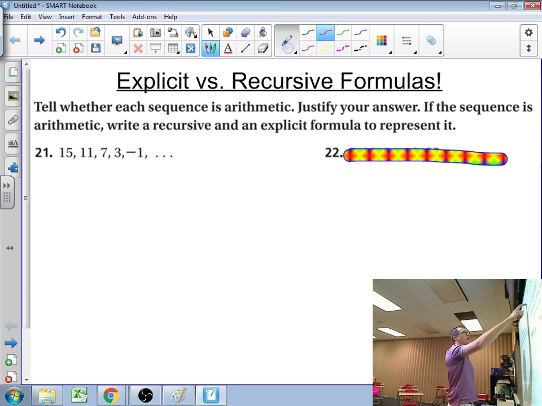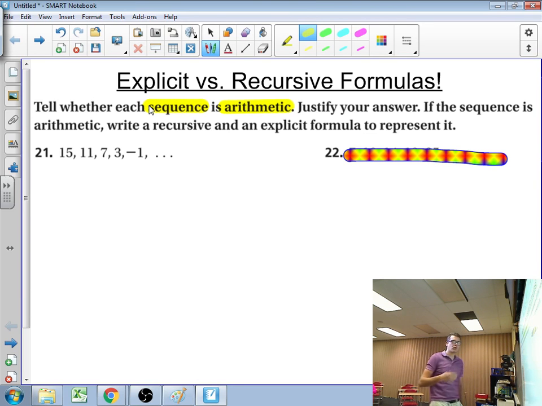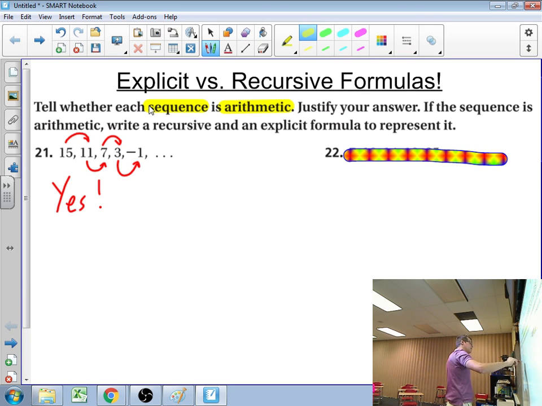So when we're looking for an arithmetic sequence, what it means for something to be arithmetic is that to go from one term to the next, you're constantly adding the same value or subtracting the same value, but really subtraction is just the addition of a negative. So we see here in 21, I'm looking at to go from 15 to 11, to go from 11 to 7, to go from 7 to 3, and to go from 3 to -1. Every time I change my term, I'm taking away 4. So we know this is arithmetic because there's a consistent change in my values. So I say, yes, it is arithmetic, and I know that I am subtracting 4 every term.